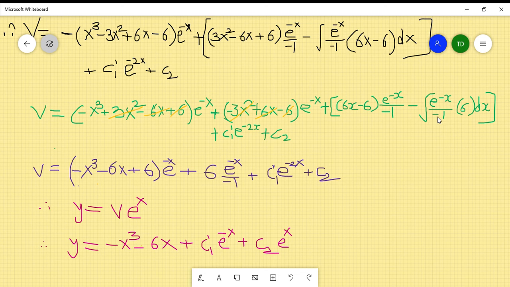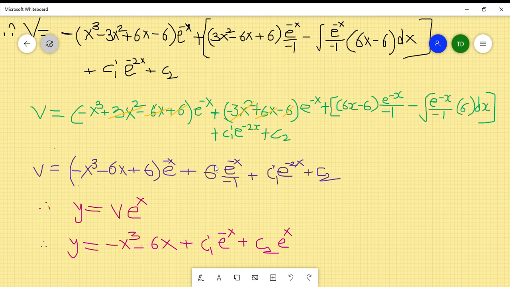This minus into minus makes it plus, and integration of e raised to minus x becomes e raised to minus x upon minus 1, and the remaining two terms as they are. So this is our ultimate value of v. Putting back this value of v, we get our y. y was v into e raised to x. So we multiply throughout by e raised to minus x, plus x. So e raised to minus x and e raised to plus x cancel each other's effect, and we are getting y equal to minus x cube minus 6x.